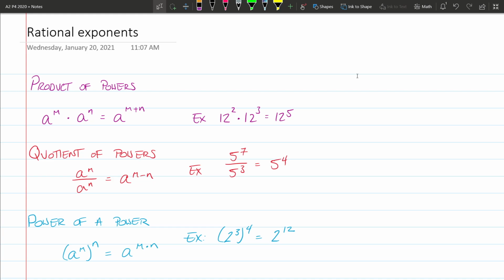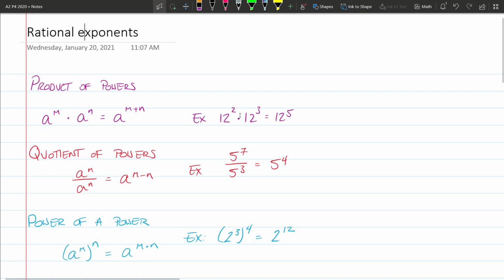Today we're going to be talking about exponents and what you can do with rational exponents, and that would be fractions as exponents. So I want to quickly review the properties of exponents. The first one is the product of powers. If I have a to the m power times a to the n power, that's the same as a to the m plus n power. So if you see a times here, you're going to be adding your exponents together.